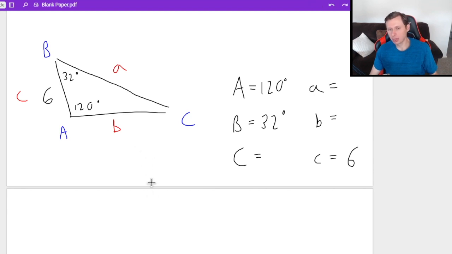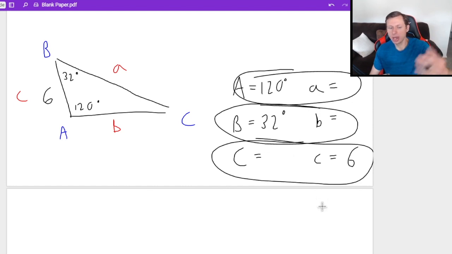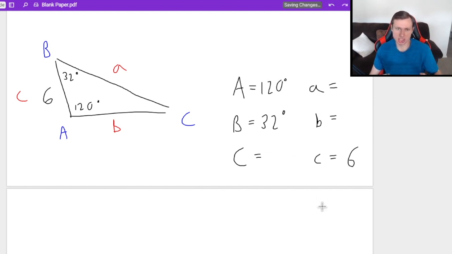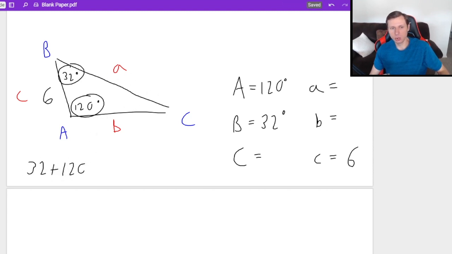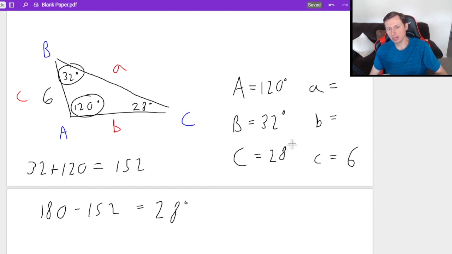Now there's actually a problem with using the law of sines right now, and that's the fact that I don't have everything I need. In other words, to use the law of sines, I either need both A's, both B's, or both C's. So I actually can't use the law of sines quite just yet. But the good news is there is an easy way to find angle C, and that's remembering that all angles in a triangle add up to 180. So 32 plus 120 is 152, and then 180 minus 152, that's 28. So angle C, the missing angle, is 28 degrees, and I'll fill that in right there.